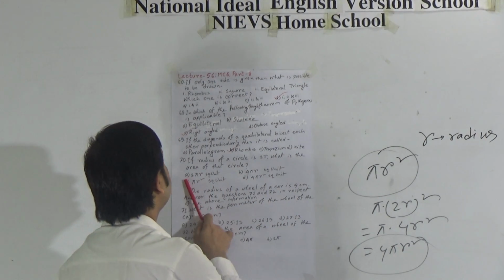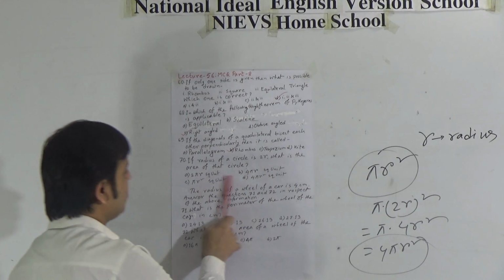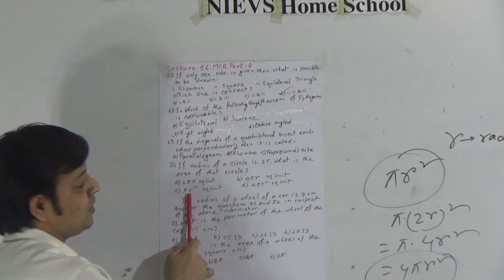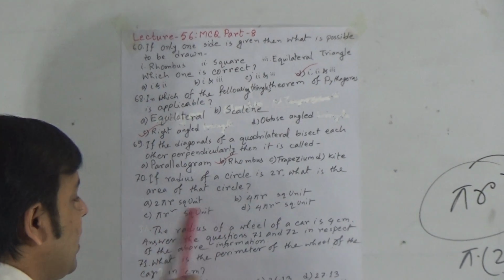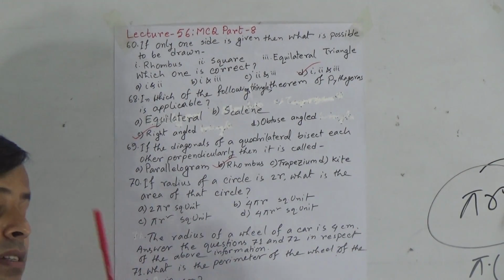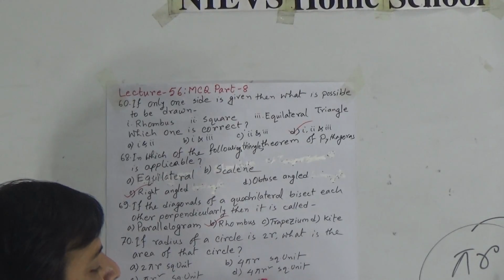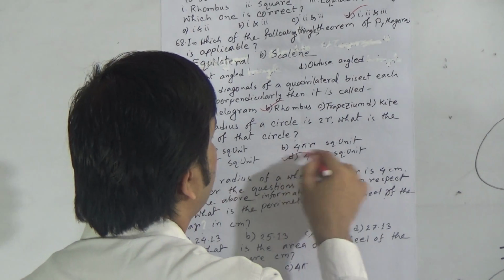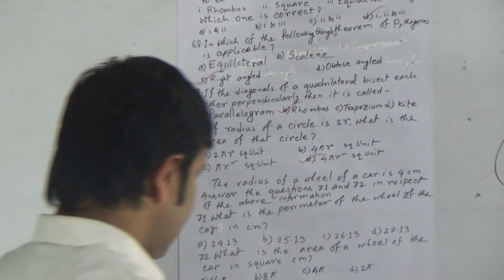Now see, here is 2 pi r, no. Here is 4 pi r, no. Here is pi r square, no. Pi r square is the area of a circle when radius is r, but the radius is given 2r. So 4 pi r square, yes, this matched with our answer. So option D is our answer for question 70.